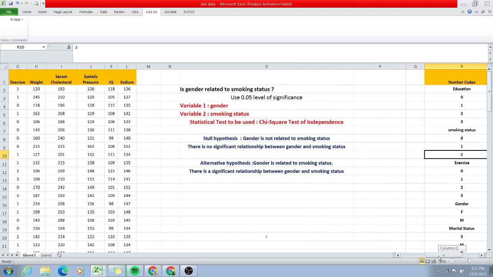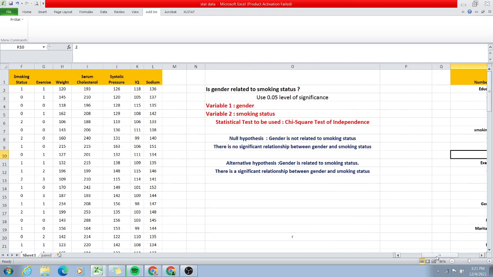So we start with a null hypothesis that gender is not related to smoking status, or it can also be stated as there is no significant relationship between gender and smoking status. The alternative hypothesis is gender is related to smoking status, or there is a significant relationship between gender and smoking status. We will use 0.05 level of significance.